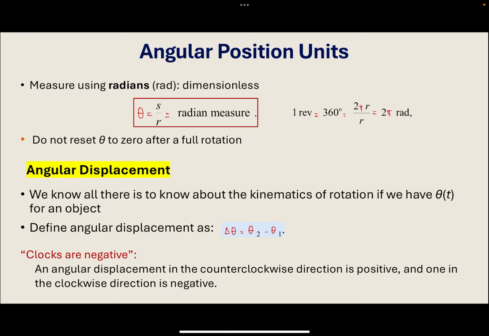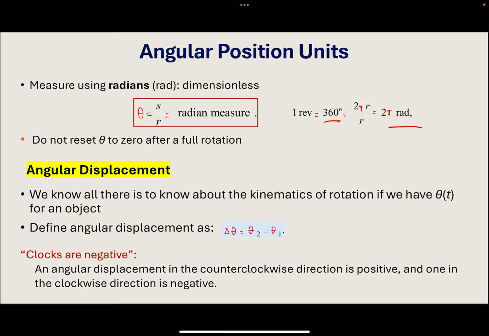One full rotation corresponds to 360 degrees, which equals 2π radians. So when a wheel makes one complete revolution, it rotates through 2π radians. Important note, we do not reset the angle theta to 0 after each full rotation. If the object keeps spinning, we allow theta to keep increasing. That is crucial when calculating angular velocity and angular acceleration.